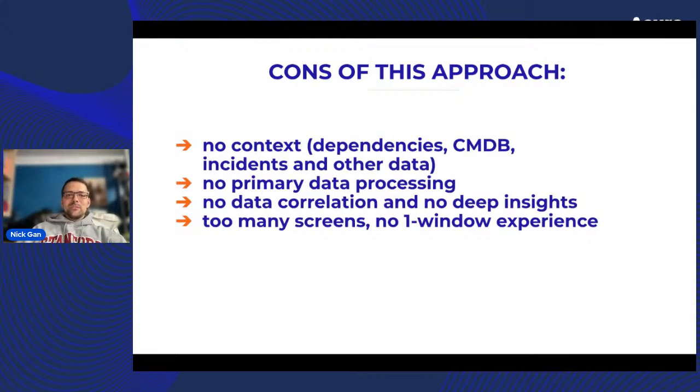They don't process primary data. They don't have a correlation engine. They don't have an engine which gives you deep insights. And you also have too many screens. So for example PagerDuty will be another system to use. You will not stop using your Zabbix or Nagios.